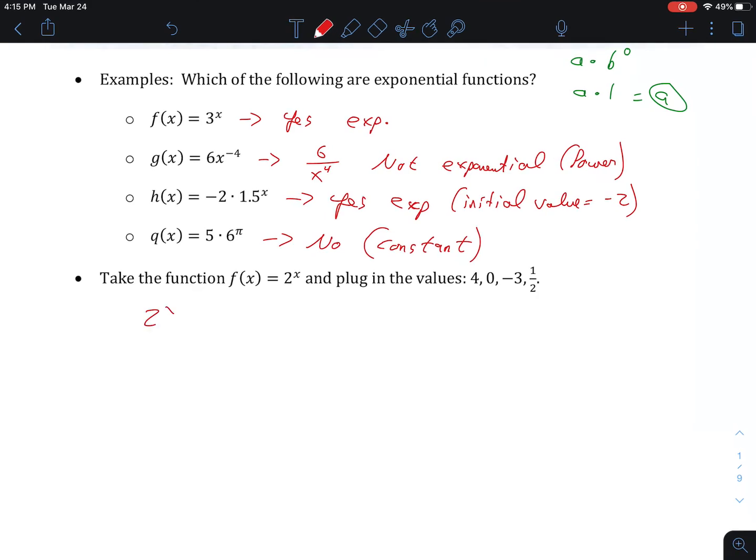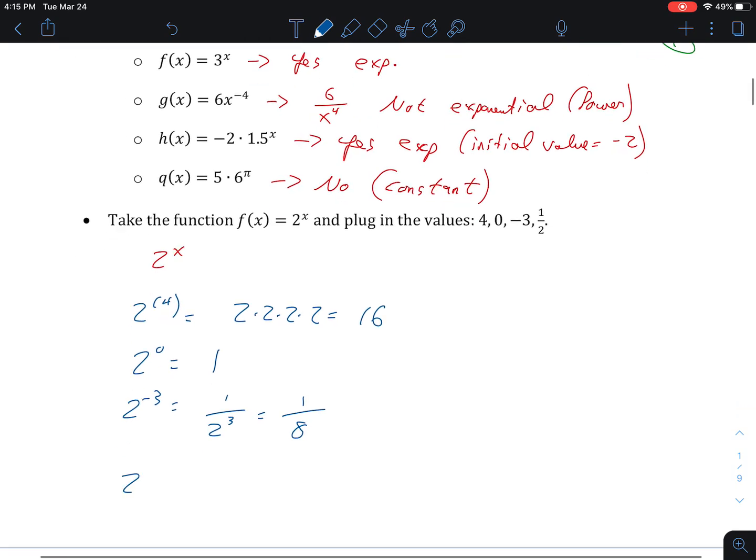All right, so looking at the next one, just playing around with 2 to the x. Let's plug in different values for x, right? If I have 2 to the 4, that's 2 times 2 times 2 times 2, which is 16. Very simple. 2 to the 0 gives me 1. That's a little review of stuff we had done in the past, and that's kind of why your initial value is the a, the number times the b to the x. 2 to the negative 3 is 1 over 2 to the 3. That's a little review from the first trimester. Negative exponents mean you put it on the opposite side of the fraction, so this is 1 over 8.